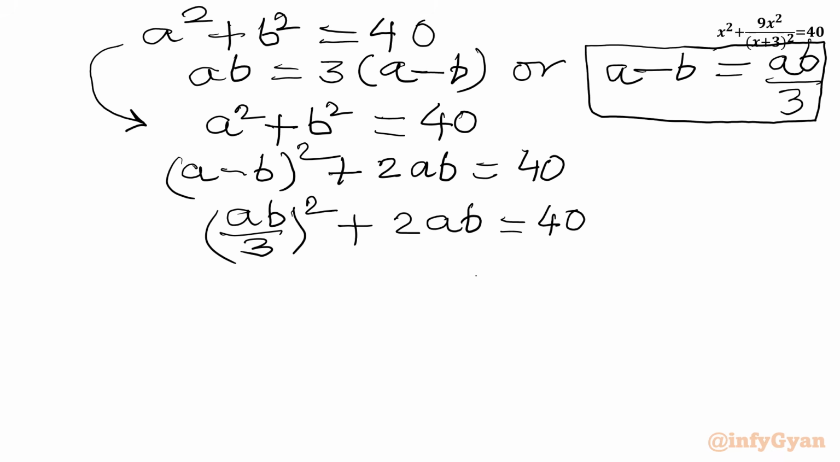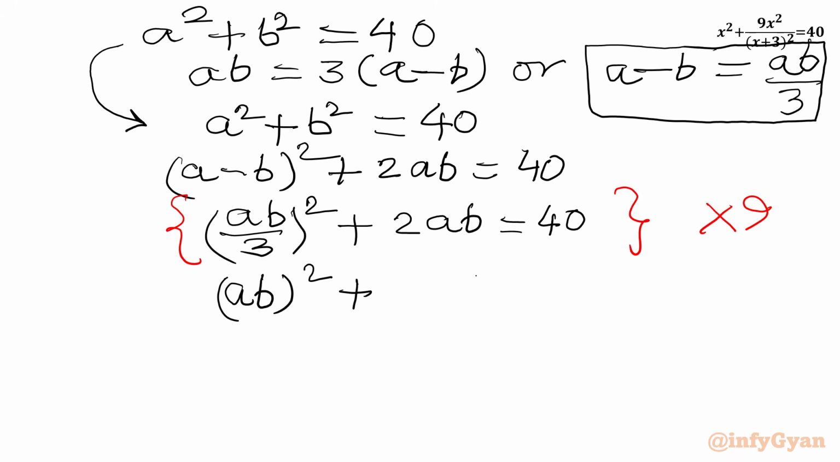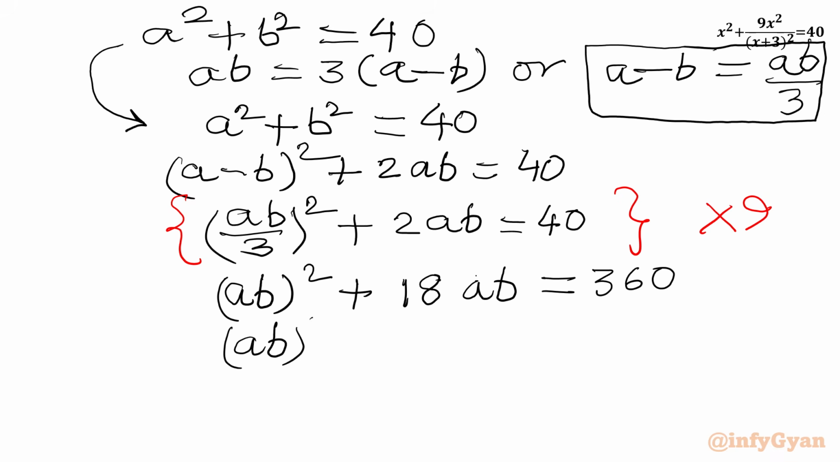Now denominator is 9, which is the square of 3. So we will multiply both sides by 9. We will get a square b square over 9 times 9, so let us write ab whole square directly, plus 9 times 2 is 18, so plus 18ab, equal to 40 times 9, 360. Or we can write ab whole square plus 18ab equal to 360. This is one quadratic equation.